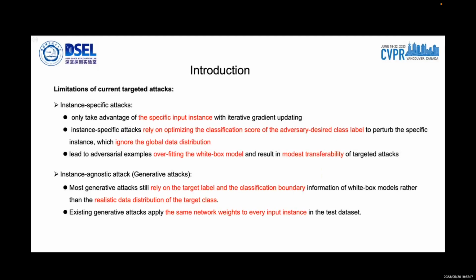For the instance-agnostic attacks, most generative attacks still rely on the target label and the classification boundary information of white box models rather than the realistic data distribution of the target class. And existing generative attacks apply the same network weights to every input instance in the dataset.